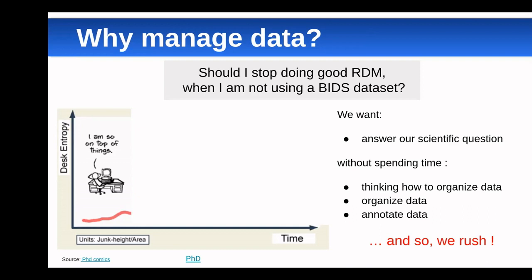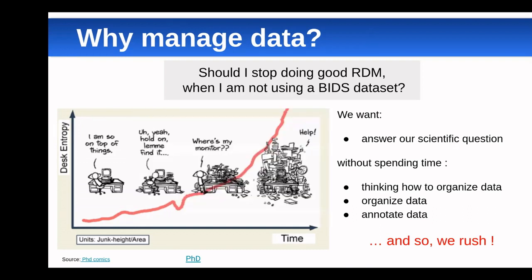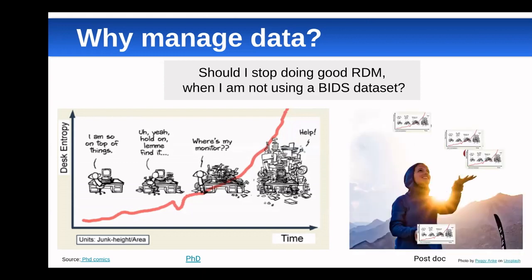So we tend to rush, and then after a little while, the clean slate that we had at the beginning ends up being kind of a bit of a mess, and then we sort of are lost within our data, and we just don't want to even work on it anymore because we don't know how to find the information we're actually looking for. And that's pretty much the PhD situation.